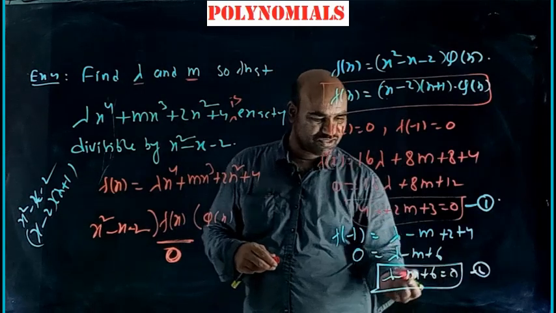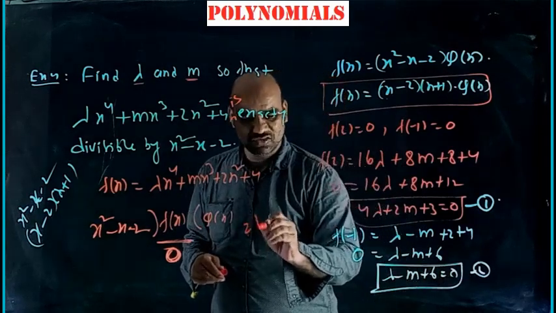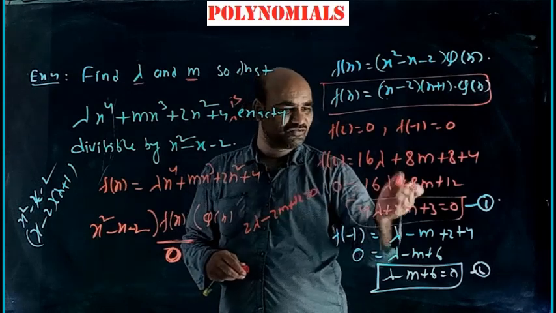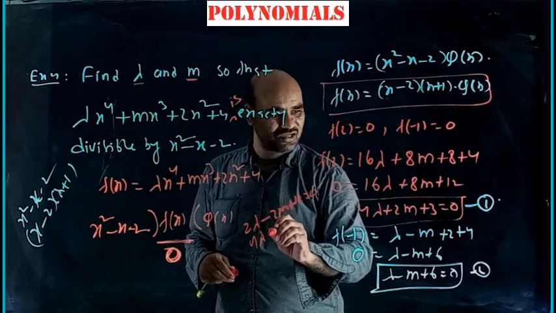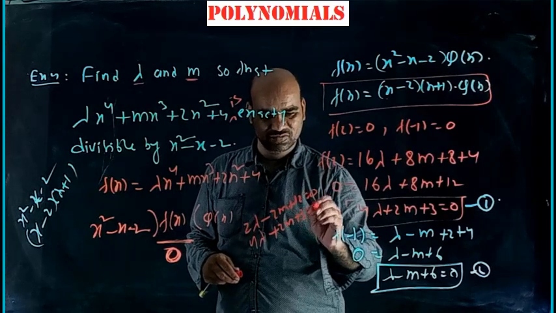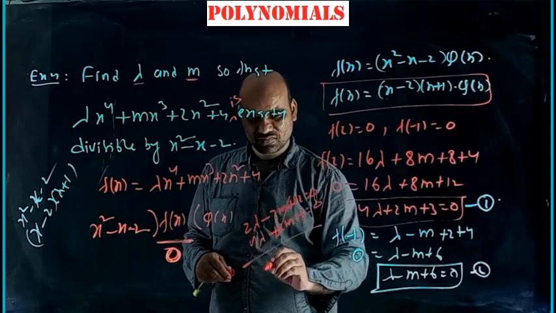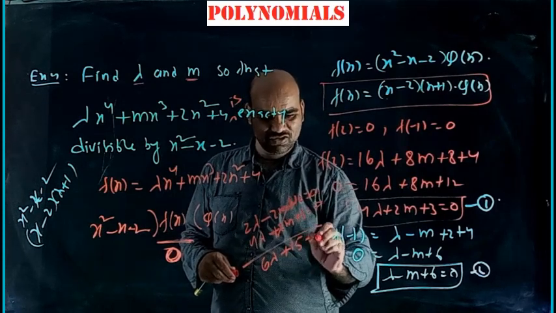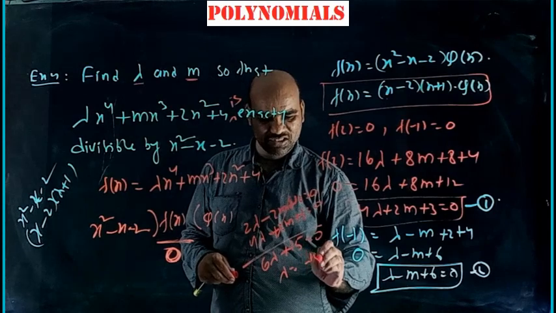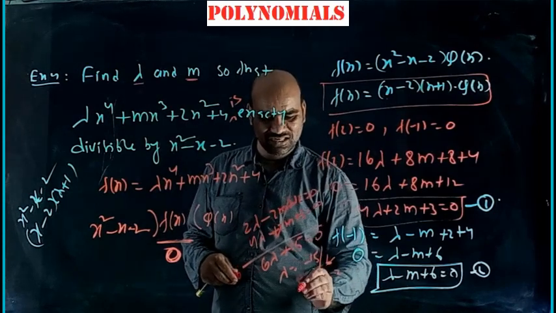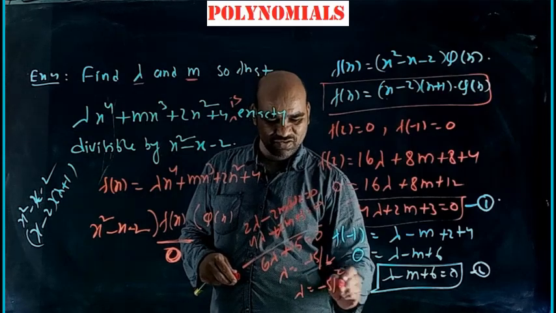By using first and second we want to find values of lambda and m. Just multiply the second equation by 2: 2 lambda minus 2m plus 12 equal to 0. The first equation is 4 lambda plus 2m plus 3 equal to 0. Add them: 6 lambda plus 15 equal to 0. Lambda equal to minus 15 by 6, so lambda equal to minus 5 by 2.